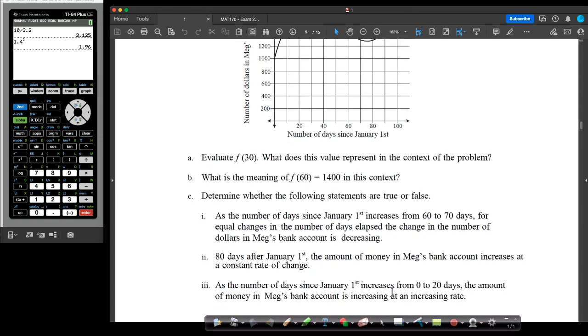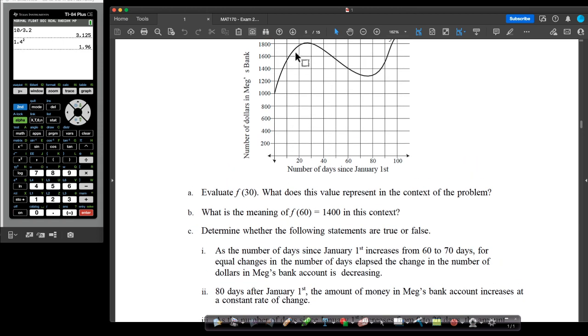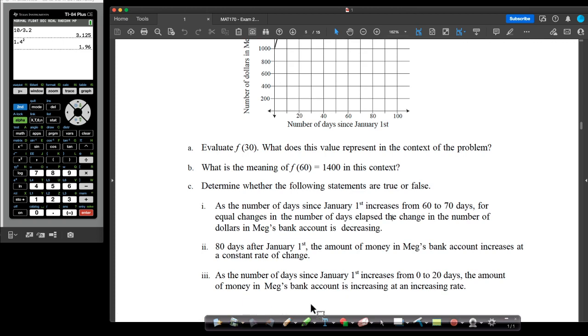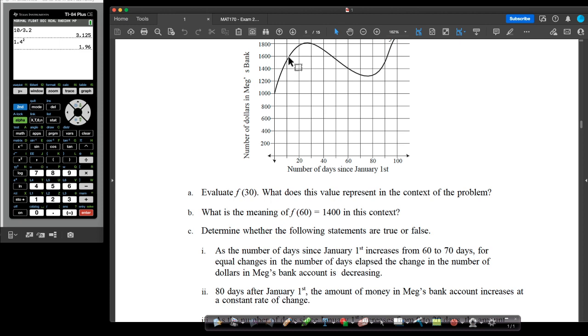As the number of days since January 1st increases from 0 to 20 days, so we're just looking at this first part here, the amount of money in Meg's bank account is increasing at an increasing rate. Well, yes, certainly it is increasing. But is it accelerating? It's kind of slowing down, isn't it? If you were to look at the rate of change from here to here, and then the rate of change from here to say there, if you were to look at straight lines. Let's do that.